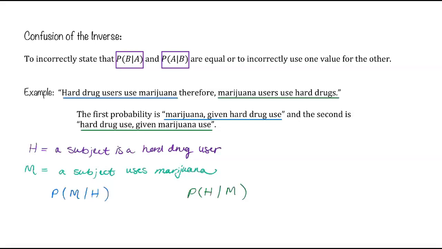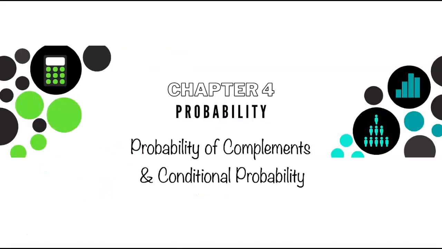These two are not the same thing, and this is exactly what we mean by confusion of the inverse. So when you're calculating conditional probabilities such as these, make sure you know which event is which and which event is being assumed to have already happened. That concludes this lecture video on the probability of complements and conditional probability.